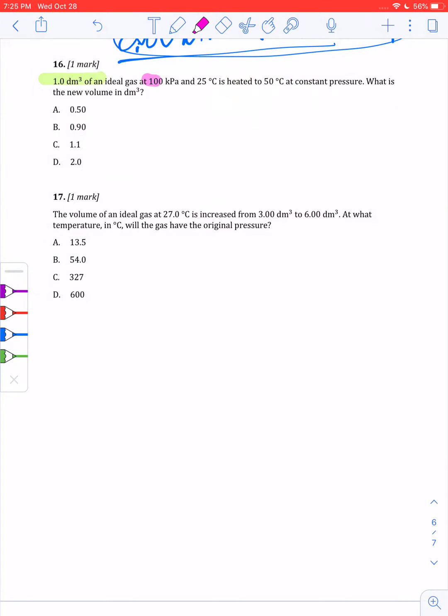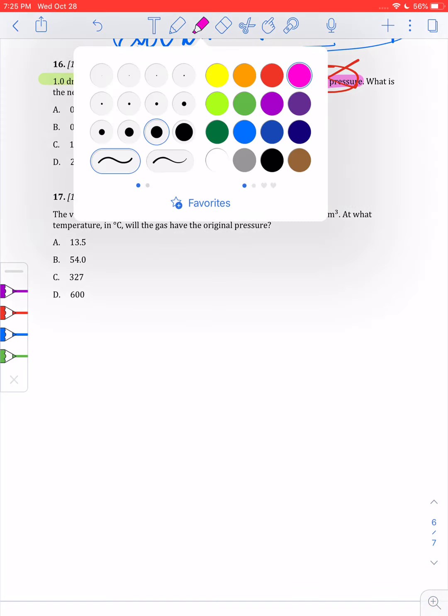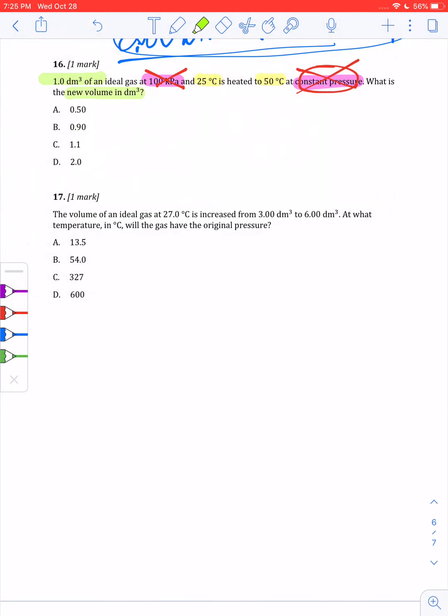let's see, we have 1 cubic decimeter of an ideal gas, and it's at 100 kPa, and the temperature is 25 degrees Celsius, and then it's heated to 50 degrees Celsius. Notice that it says it's at constant pressure. So guess what? Constant pressure, that means that this 100 kilopascals doesn't matter because it's constant pressure. So they want to know what is the new volume. So this one, we have a V1, we have a V2, that's what we're solving for. And then we have a T1 and a T2.